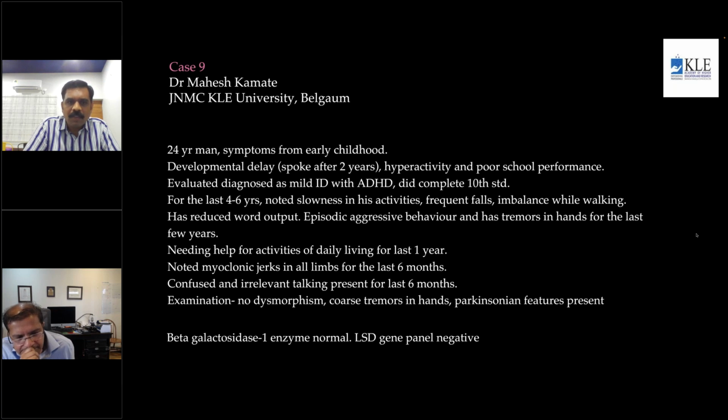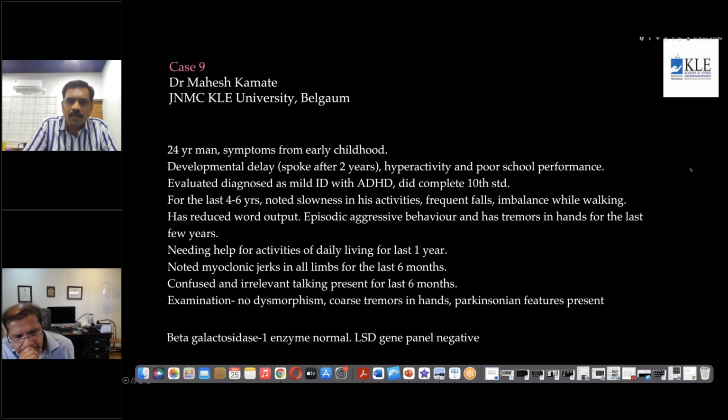His symptoms actually started for the last 4 to 5 years. Parents noted he was slow in his activities. He developed frequent falls and imbalance while walking. Initially, he could even take his bike to the college, but now for the last 3-4 years, he could not use his bike also. He is very slow in his walking and has frequent falls.